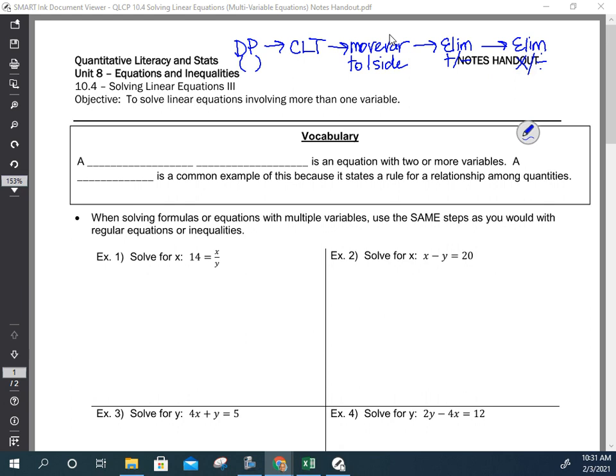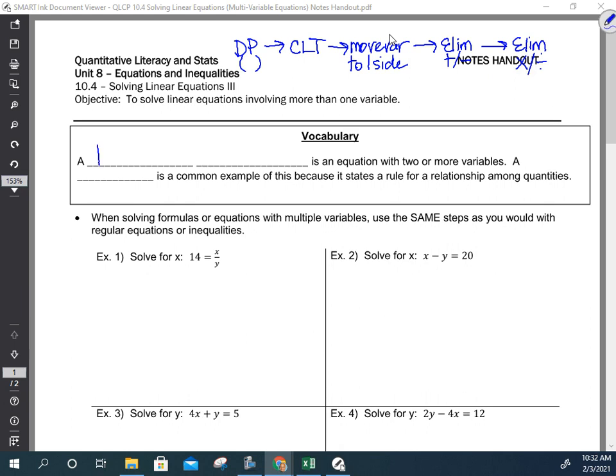So that works if you only have one letter in the problem. That also works if you have multiple variables in a problem. So today our equations are going to have multiple variables. So a little bit of vocabulary as we get started here.